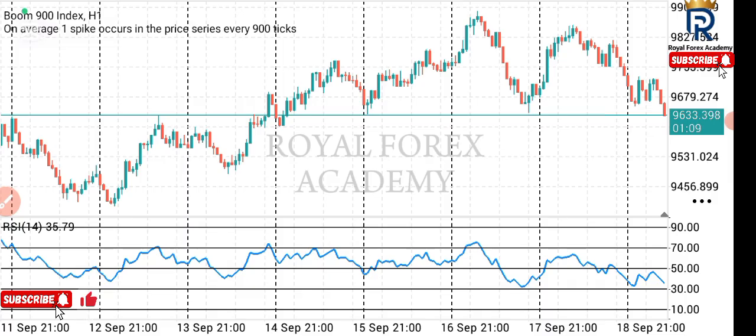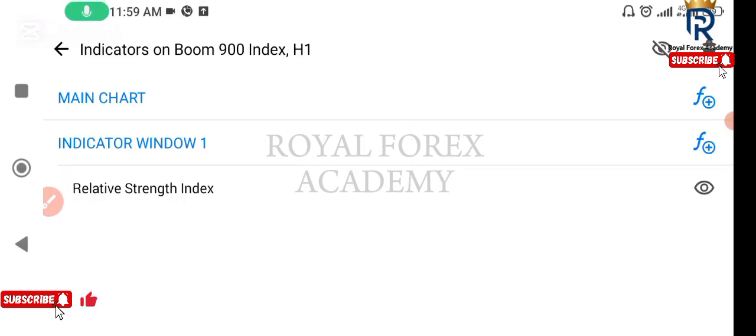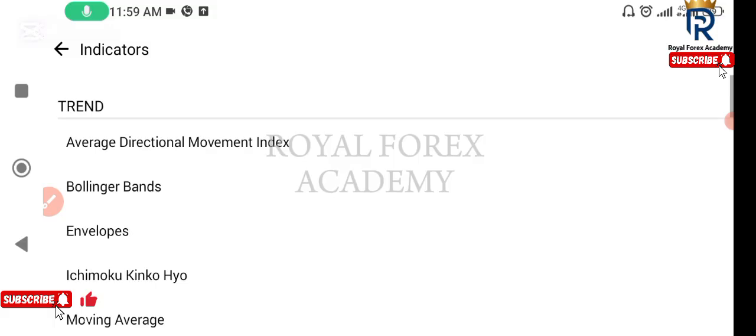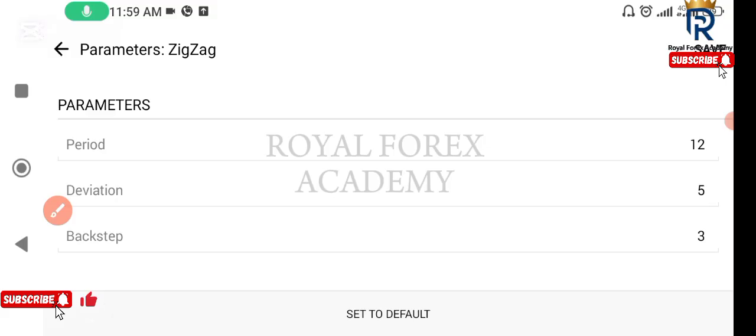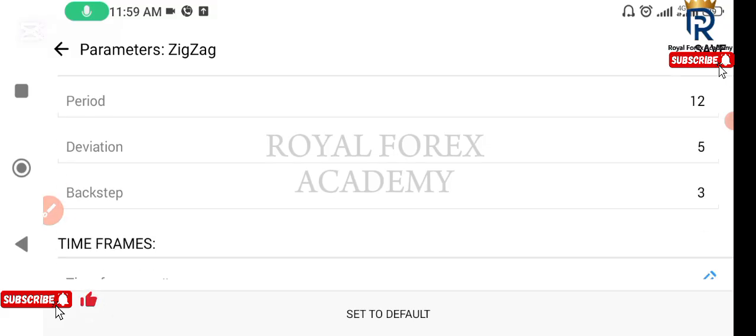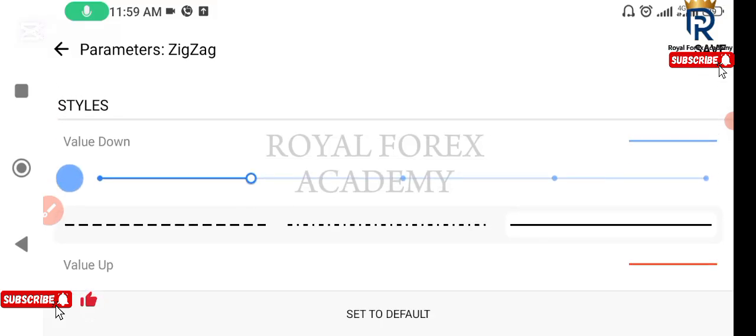If you tap on your indicator settings and click on indicators, you can easily have the setting done on your phone. On your main chart, we are going to add this indicator. If you go to your list of indicators, you see the Zigzag Indicator. So I'm going to tap on the Zigzag Indicator. We have the period as 12, deviation as 5, and the back step as 3. Then I will move further to do a little setting.